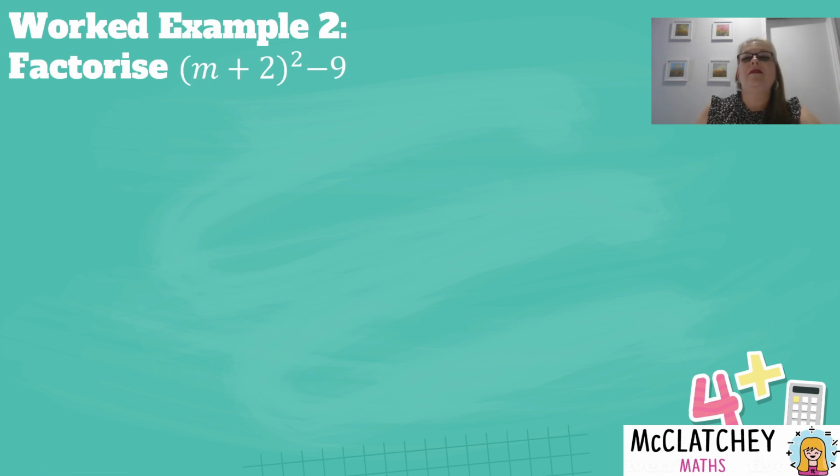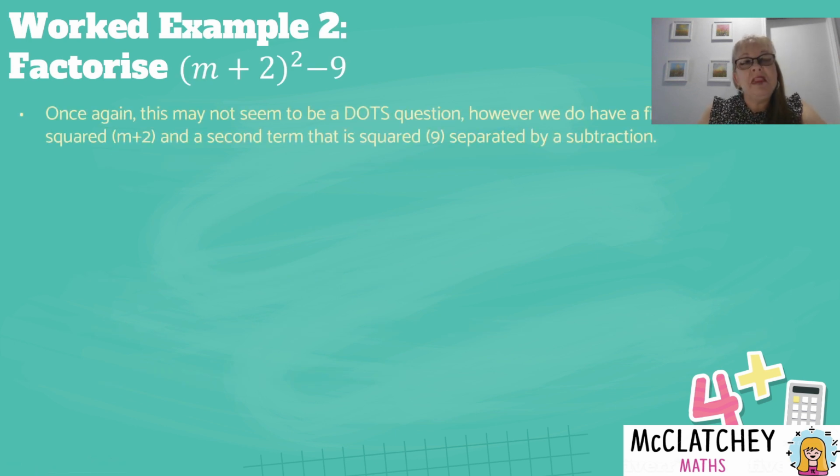Okay, let's look at this one here. It doesn't look like it's a dots question because there's brackets this time. We've got a perfect square over here and then we've got to take away a 9. That's a bit confusing. However, we should recognise that a perfect square is a squared expression. It's actually n plus 2 all squared. We've got that subtraction in the middle and we've got the number 9, which is a squared number. So yes, it does follow the dots pattern, even though it looks a little bit more complex.